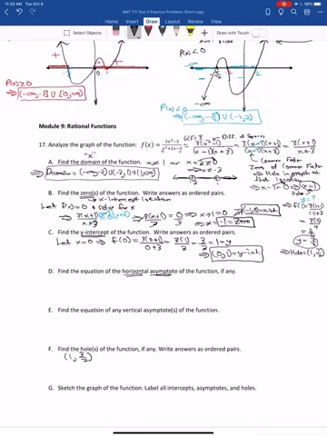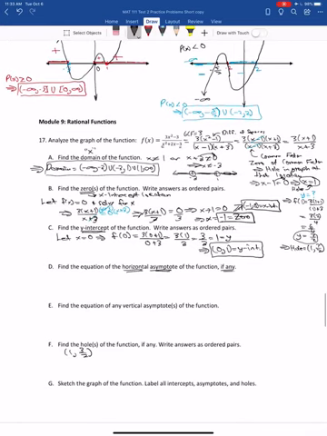Now, with that said, we need to compare the degrees of the polynomials to see if you have a horizontal asymptote come into play. So compare the degrees of your numerator and denominator polynomials.